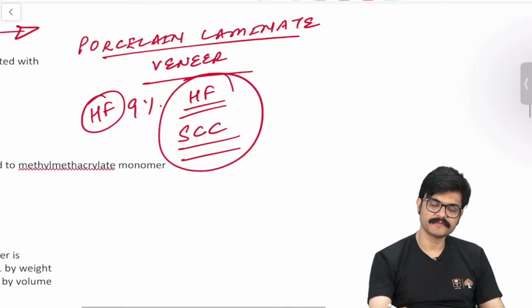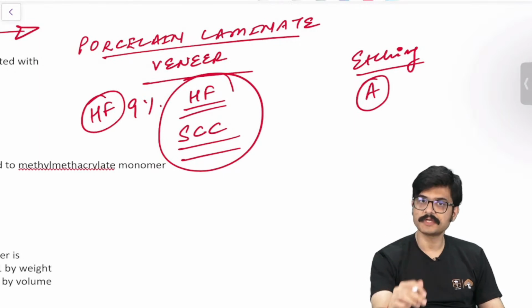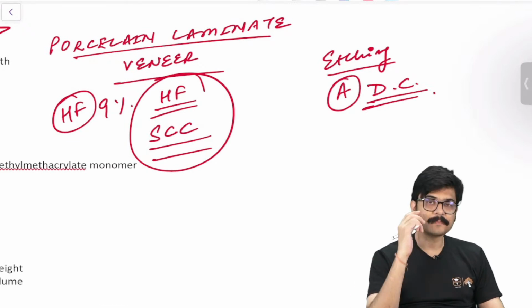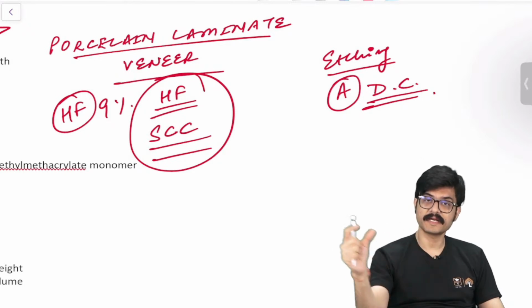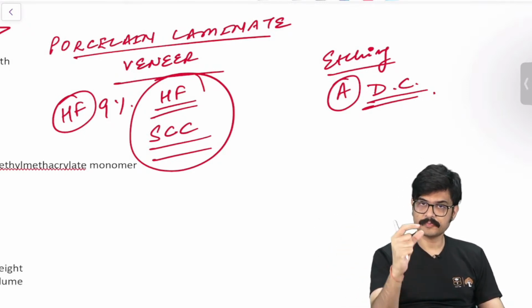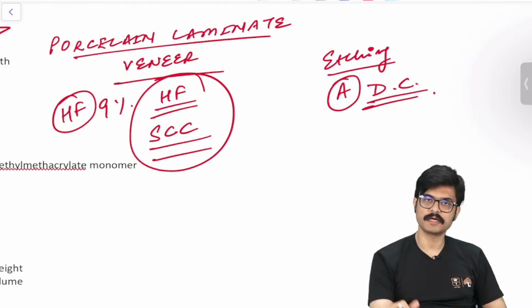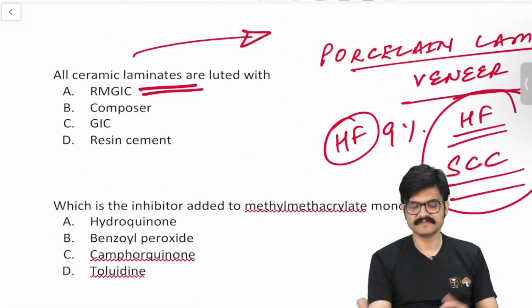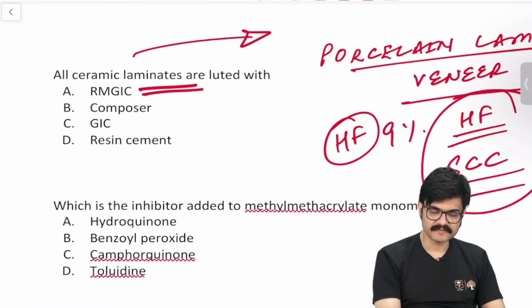What do you do on your tooth surface? You do your etching, then apply your adhesive, a dual cure bonding agent. Then you apply your dual cure resin cement onto the inside of your porcelain laminate surface. Put it on the tooth structure, do light curing. This question is actually very simple. It's simply asking what cement is used for porcelain laminate veneer. The answer obviously is resin cement.